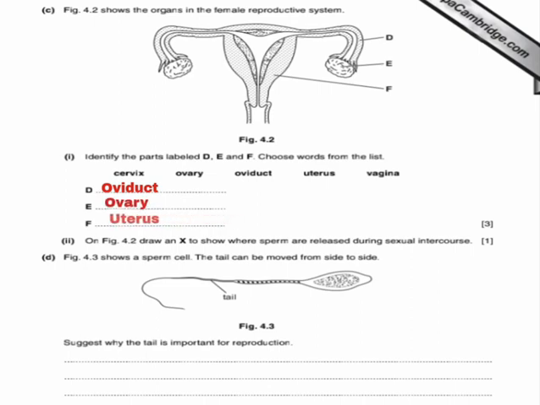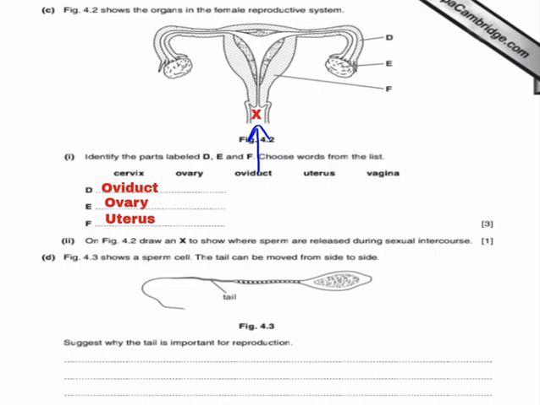Now, Roman numeral number 2 is saying, on figure 4.2, draw an X to show where sperm are released during sexual intercourse. Where sperm are released during sexual intercourse is on this part here, which is the vagina. So on this part here, you're supposed to label it as X. This part is called the vagina, which is where the sperms are going to be released.